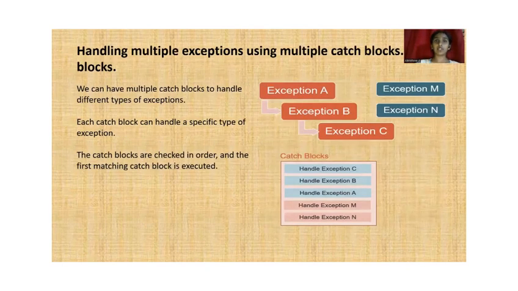Handling multiple exceptions using multiple catch blocks. We can have multiple catch blocks to handle different types of exceptions. Each catch block can handle a specific type of exception. The catch blocks are checked in order and the first matching catch block is executed.